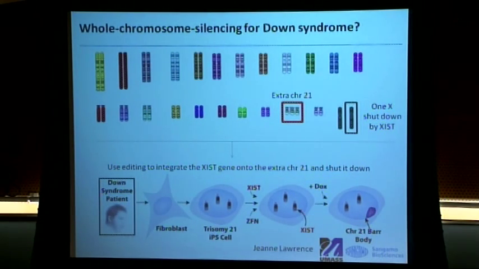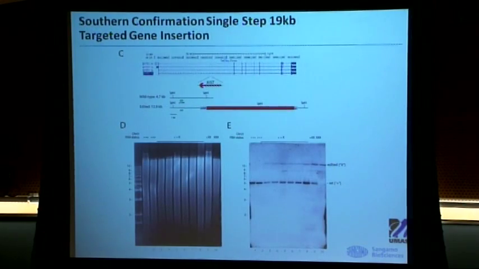So this is all work done with Jean Lawrence at UMass. If you're going to introduce a large transgene, this is a single-step integration of a 19 kilobase fragment that contains both the regulatable sequences and the XIST cassette. We confirmed that it's gone in appropriately by Southern blotting here. And in all the experiments I'm going to show you in the next 2 slides, we selected a clone in which just one of the 3 chromosome 21s contains its entire XIST cassette.